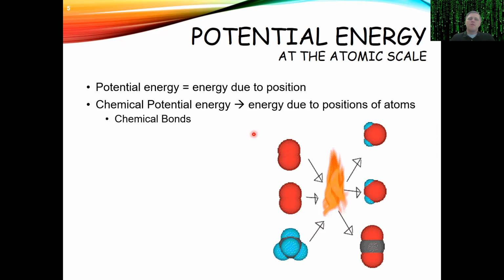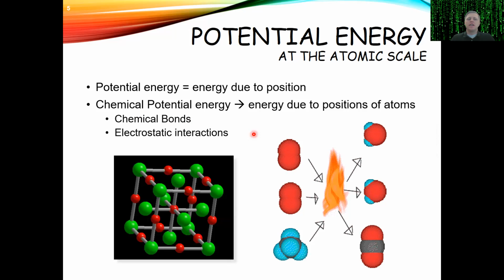The other place that chemical potential is stored is in electrostatic interactions. So here I have a drawing of a salt, right? So a crystal lattice has energy stored in its interactions between ions, but this can also be referring to intermolecular interactions as well. So hydrogen bonding, dipole-dipole interactions, these are all electrostatic interactions, and so chemical potential is stored in all of those interactions, and it's going to take energy to break those interactions.